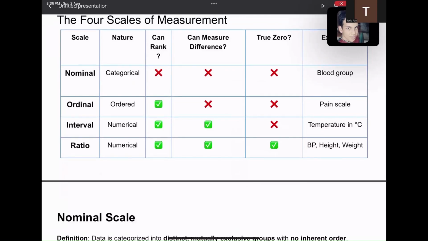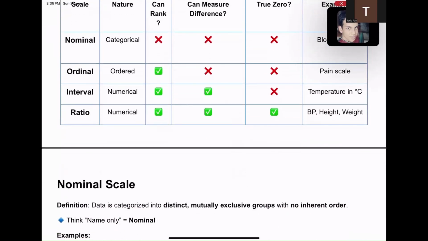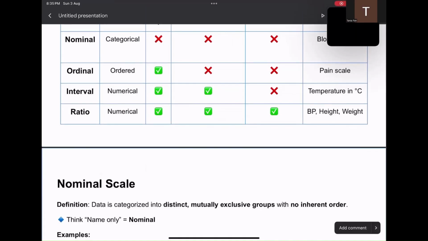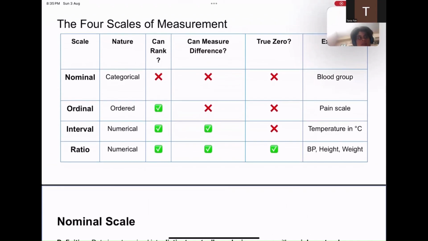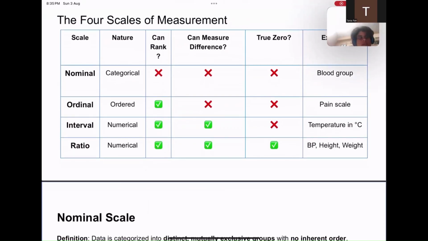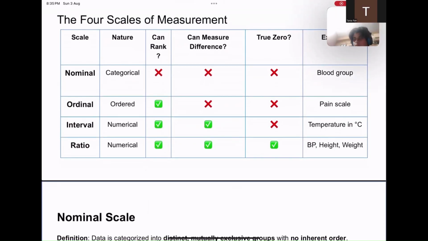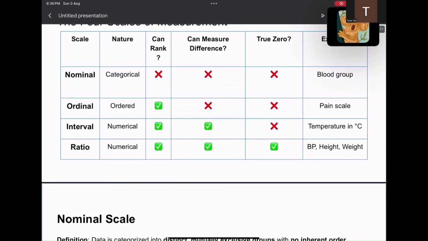No. Can you measure the exact difference between blood group A and blood group B, or even blood group O? No, sir. And is there anything called zero in case of blood group? Someone without any blood group, can that exist? No, sir. So these are the 3 questions you need to ask to fit any data into any scale, right?